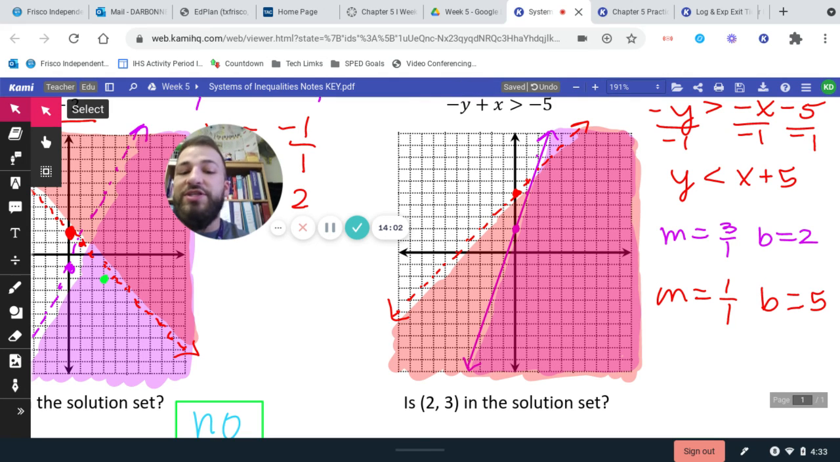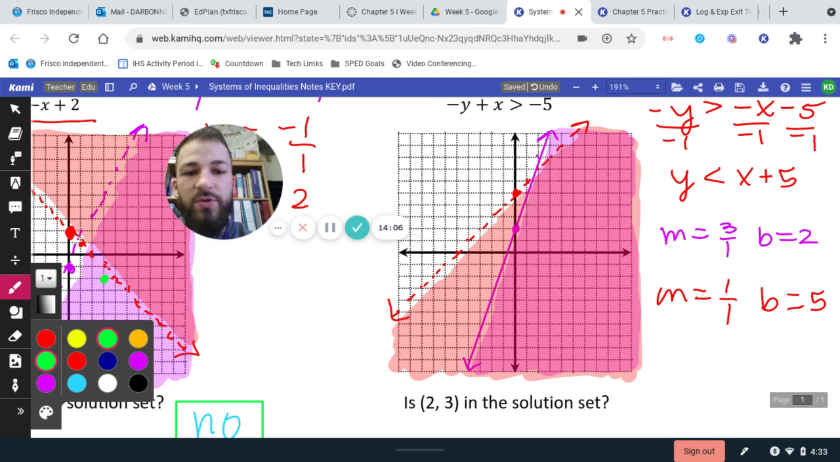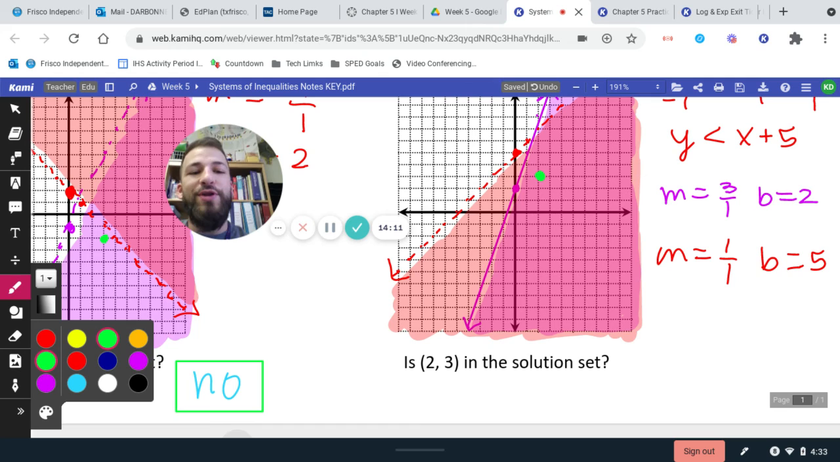Okay, so let's answer the question, is 2 comma 3 in the solution set? Well, let's go plot 2 comma 3. So 1, 2 comma 3. Okay, that one looks pretty clearly in the solution set, and our answer would be yes.